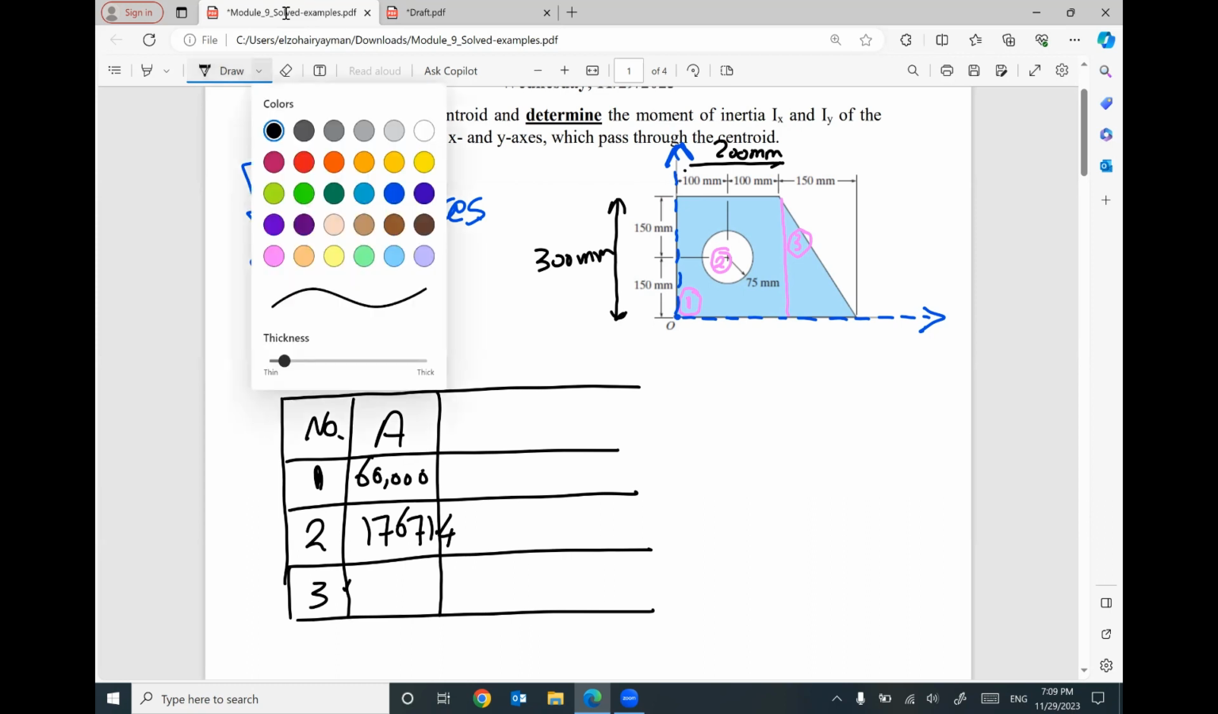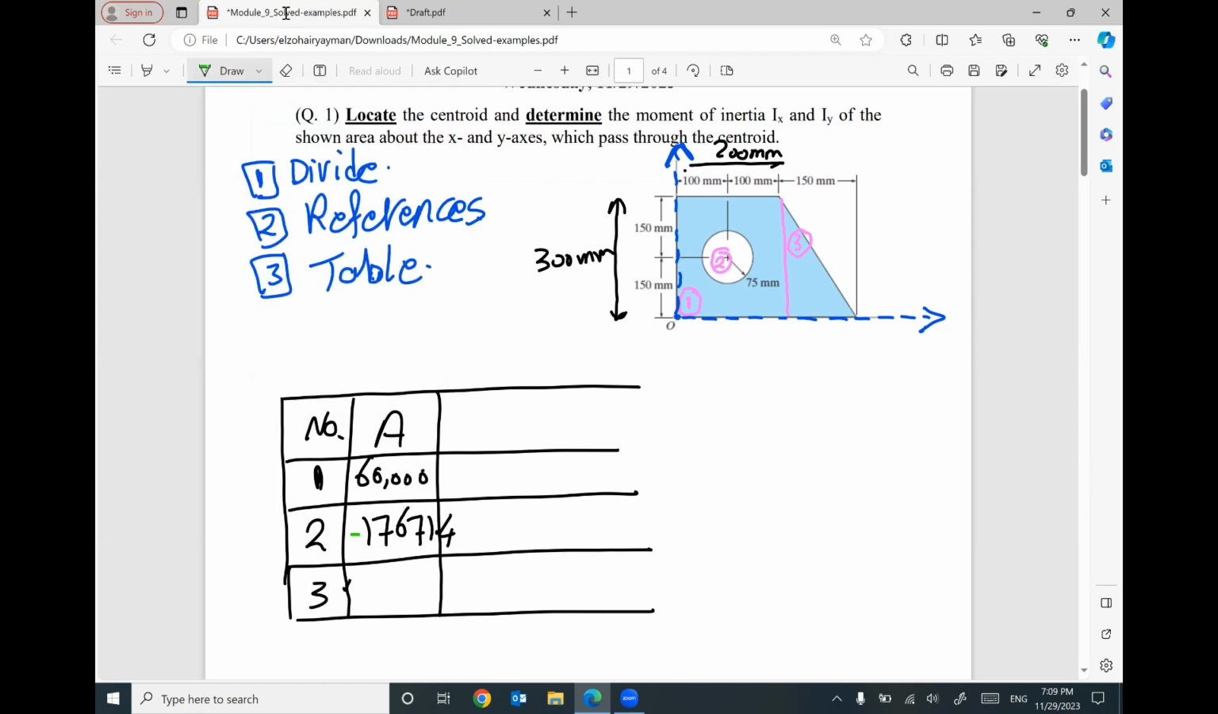But keep in your mind, this area will be negative, because the area of the circle is not a material, is not related to the surface. It's a hole. This circle is a hole, so I have to subtract it from the whole area.